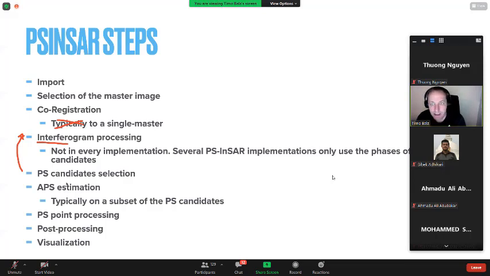Now directly to the reference point, and then we can do some post-processing. That should be, for example, some filtering.